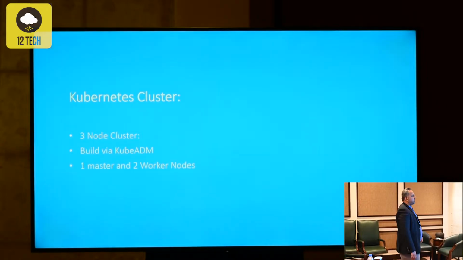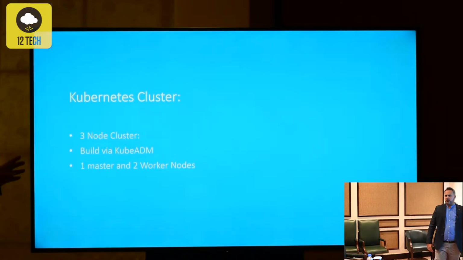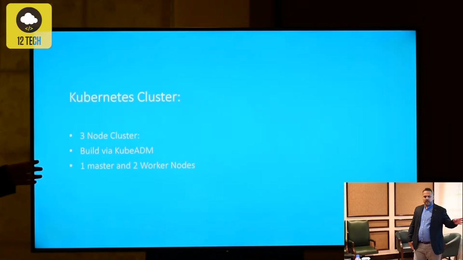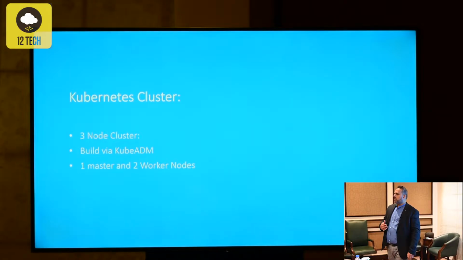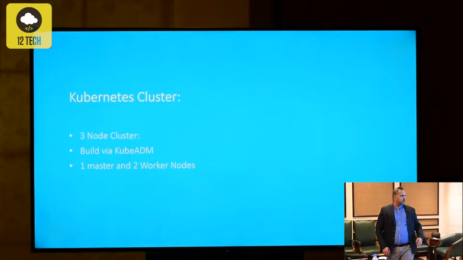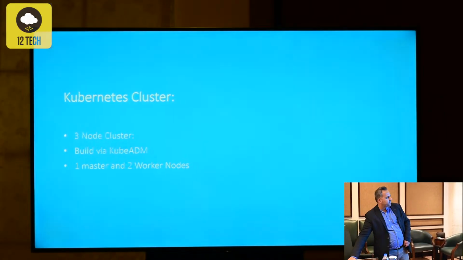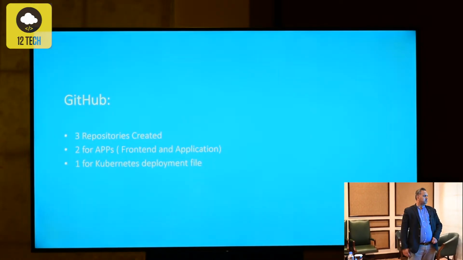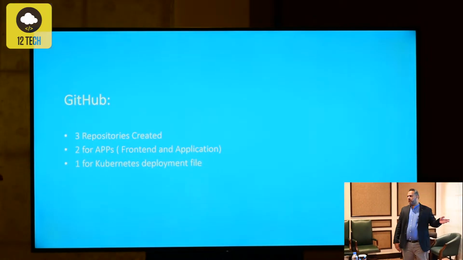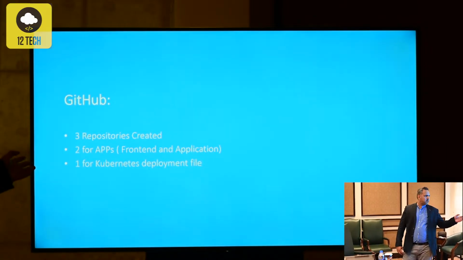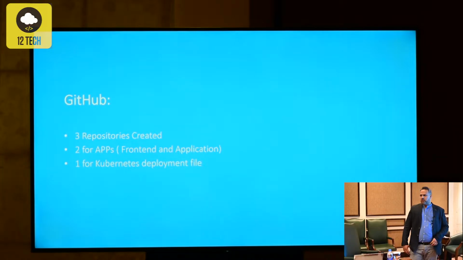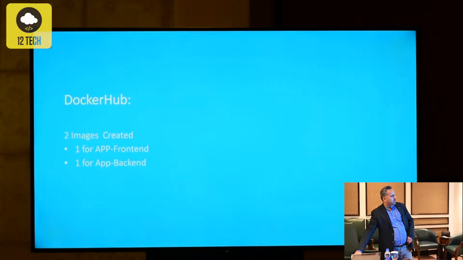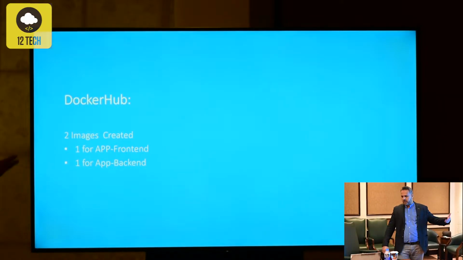The Kubernetes cluster, again, is a full-fledged cluster. It's a 3-node cluster built using kubeadm, and it contains 1 master node and 2 slave nodes. On GitHub, I have created 3 repositories: 2 for the apps, one for the front end and the second for the application, and 1 for the Kubernetes deployment. On Docker Hub, there are 2 images. Again, I will show you.